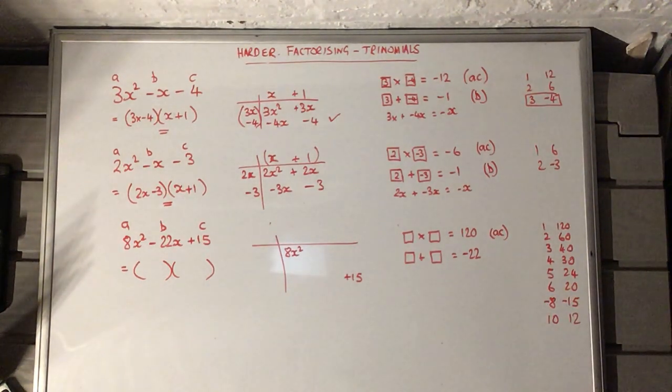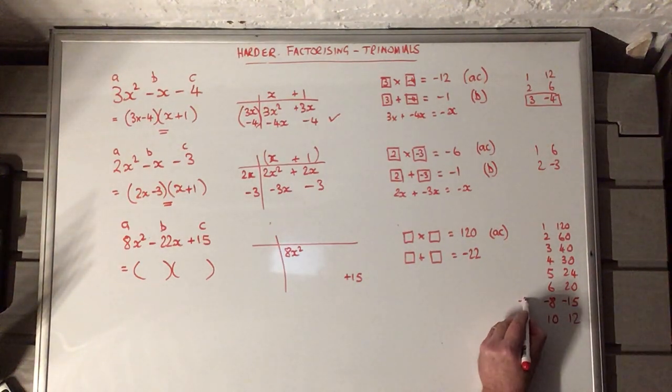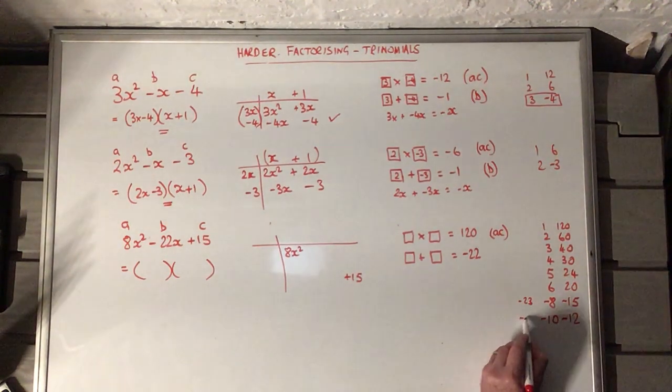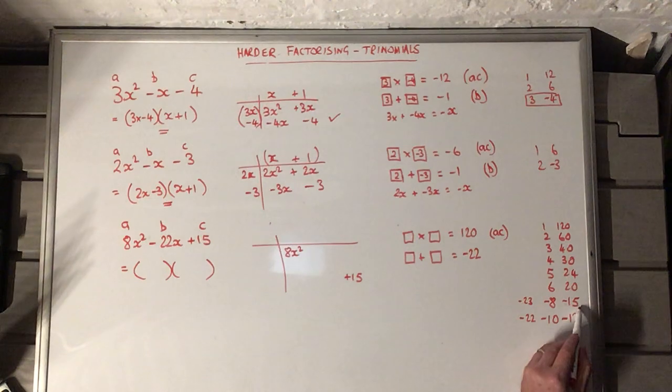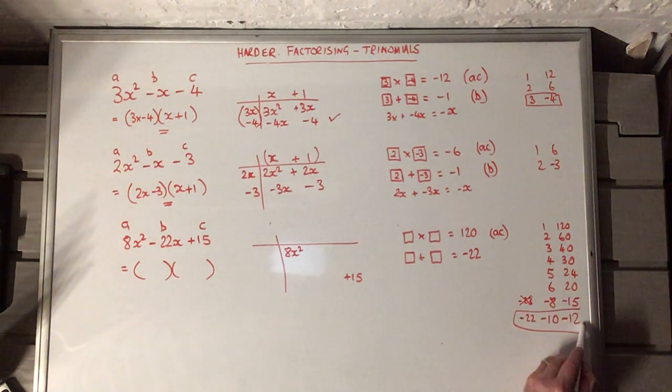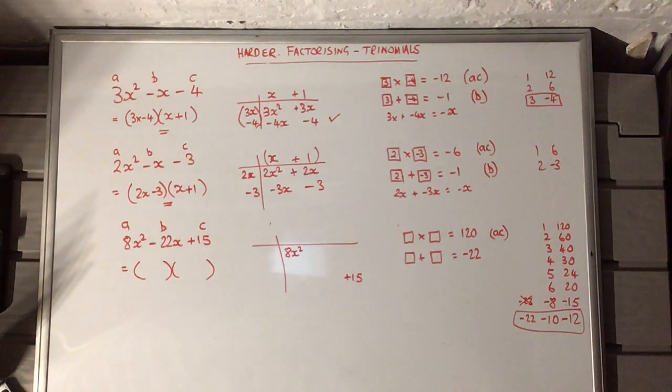is that the answer? No, that gives me negative 23, it's negative 22 we want. Oh, it's these two. These two add together to give me negative 22, so I could easily have made a mistake there. That doesn't work. So this is the one that we want, negative 10 and negative 12.